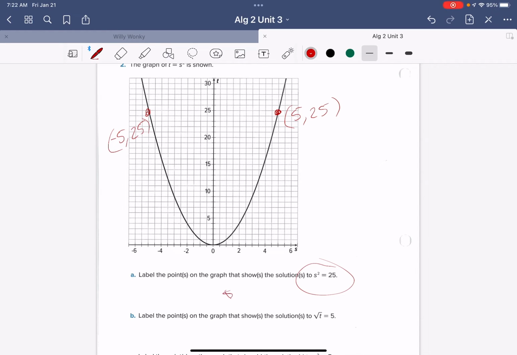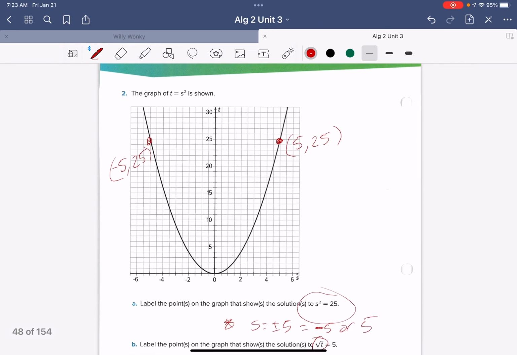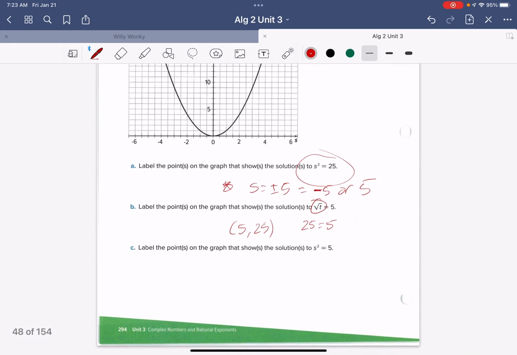So what is S? Whoops, I wrote S. S is plus or minus 5, right? It's negative 5 or positive 5. Then T, this would be working backwards. So the square root of 25 is 5. So that means 5 is for S and 25 is for T. So the square root of 25 is 5, but that's saying T is 25. So that's really this point right there again. But it's just one side of the graph.